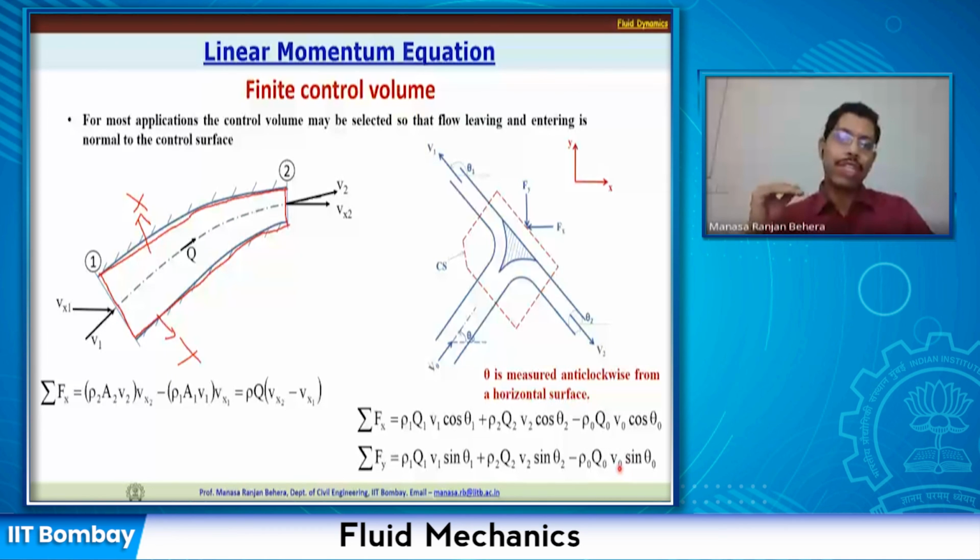Once I find out the forces in x and y directions, I can always find out the resultant force. It is nothing but square root of Fx square plus Fy square. So I can find out the resultant force, and also the direction angle with which it is going to act. Okay, so that you can find out, let us say angle alpha is equal to tan inverse Fy by Fx.